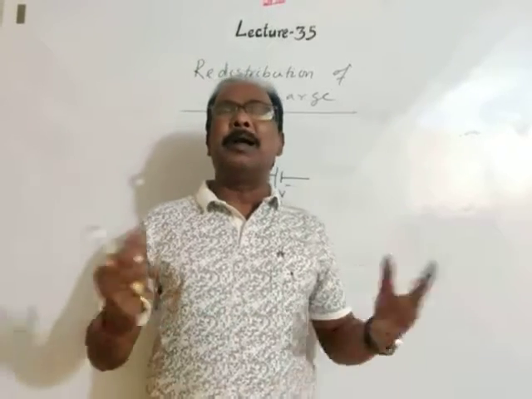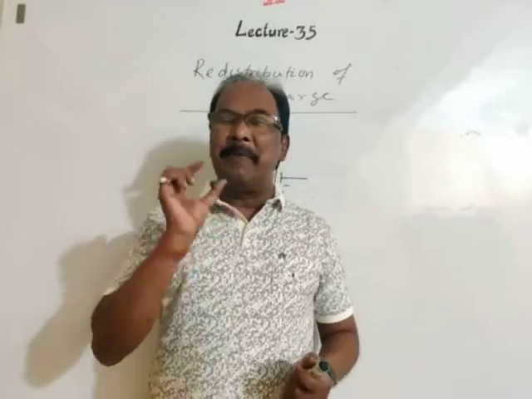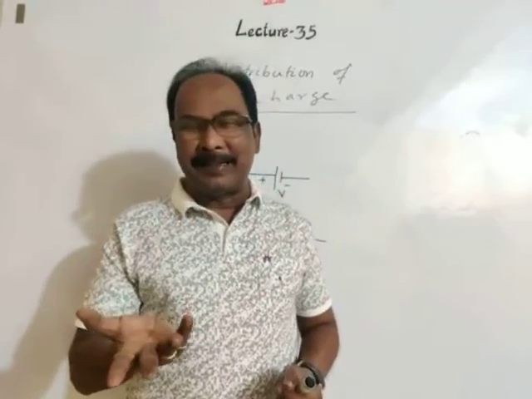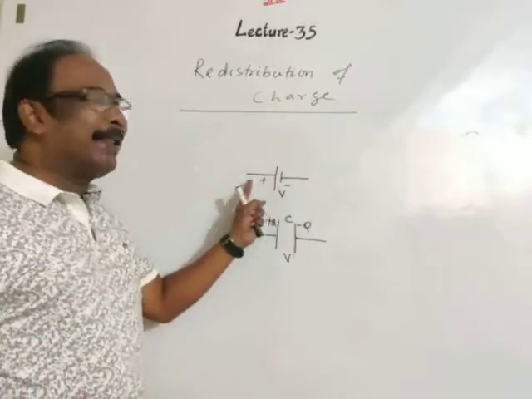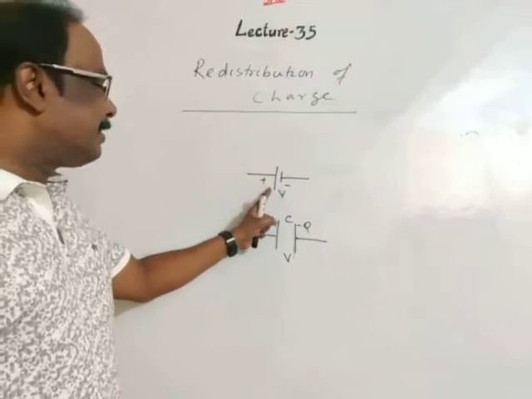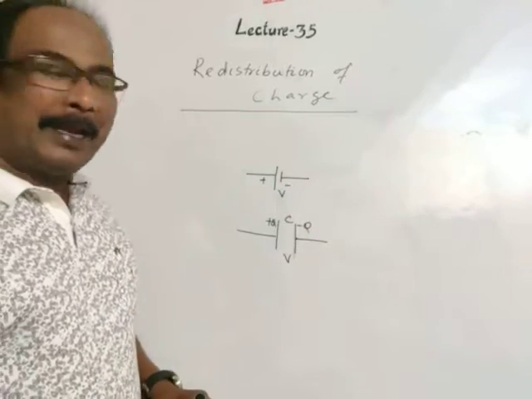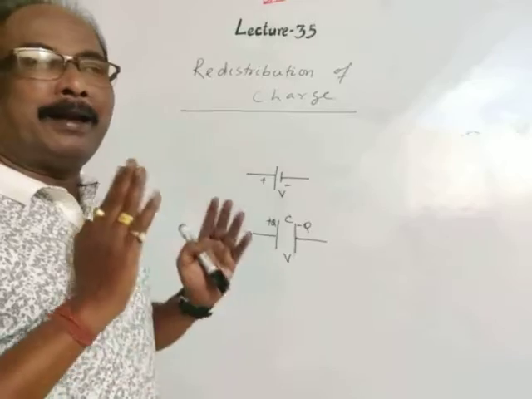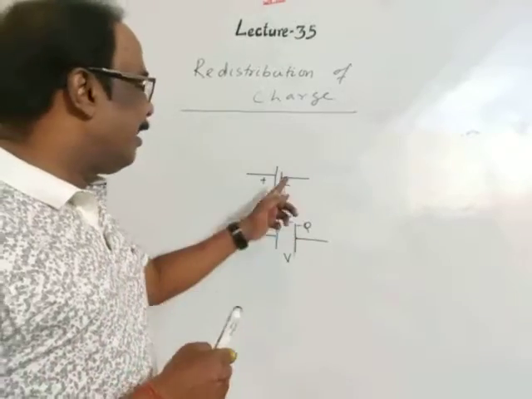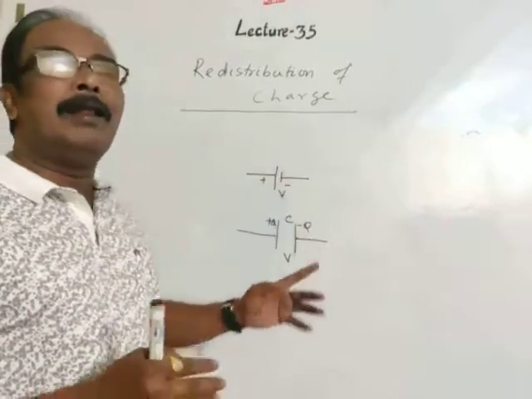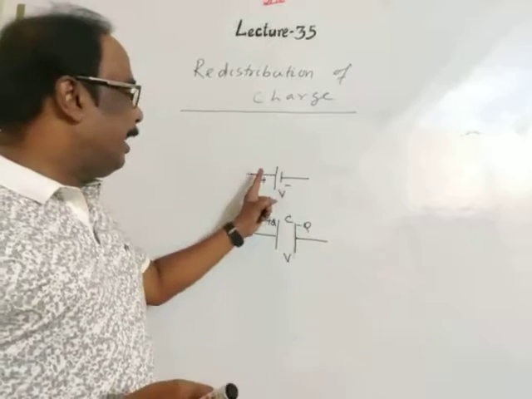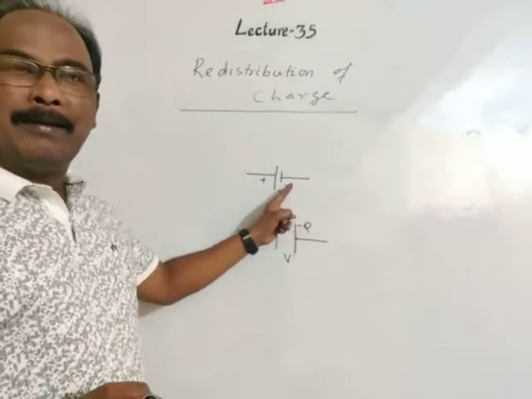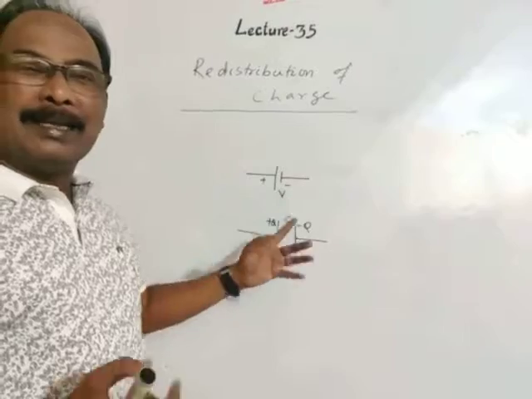So what's the difference between a battery and a capacitor? This is a battery. A battery has a positive and a negative terminal. The positive terminal may be treated as being at high potential and the negative terminal at low potential. Between high and low, the potential difference is V.